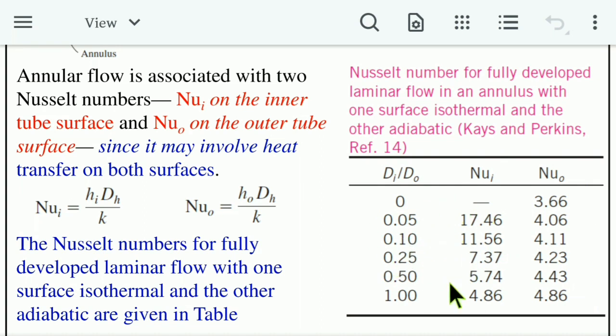And we can find some other values from this, like when d inner divided by d outer is equal to 0.40. So this one is between this 0.25 and 0.50. We can easily find them from this table by the interpolation method.